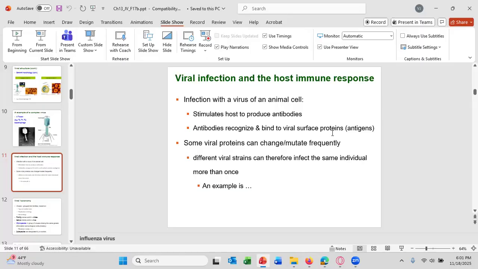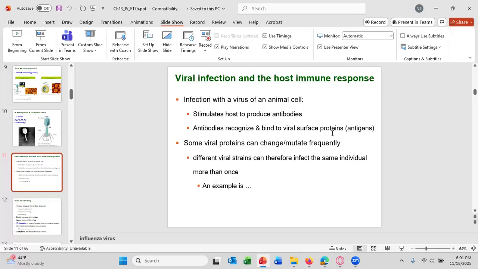And some virus proteins can change and mutate frequently. It depends on the virus strain. There are different viral strains. And if the virus can mutate or change frequently, you can have different viral strains that can therefore infect the same individual more than once. Can anybody give me an example of a virus that changes or mutates rapidly, or you can have the viral infection more than once? The flu. Yeah, the flu, COVID-19, another good example.